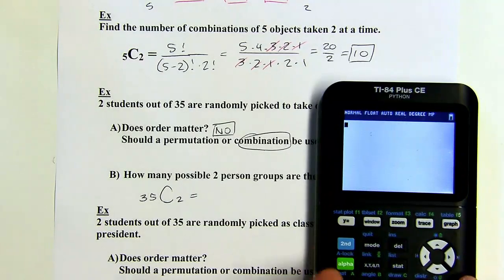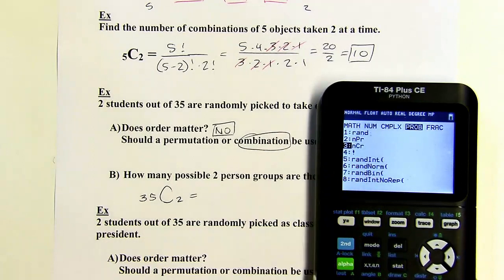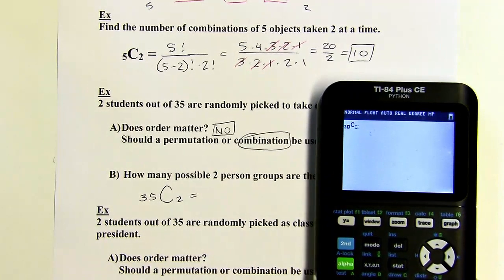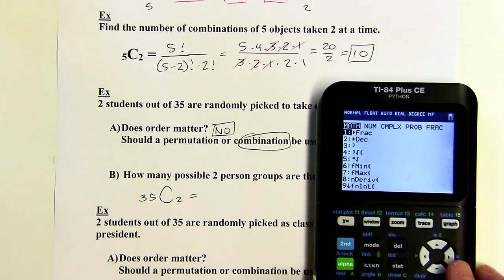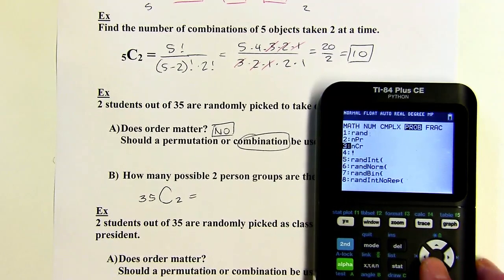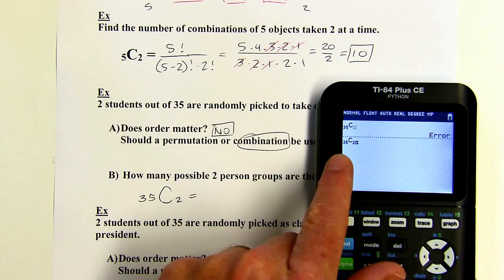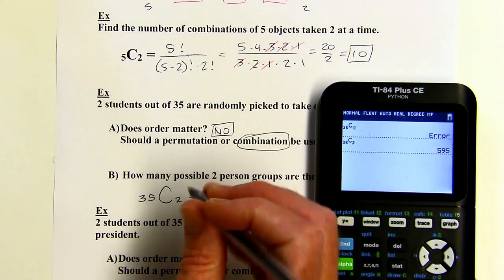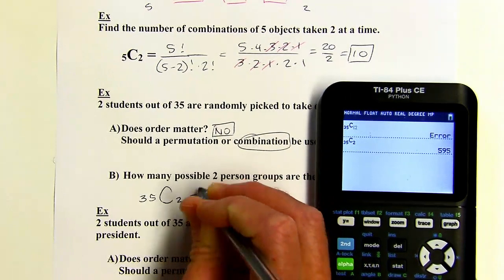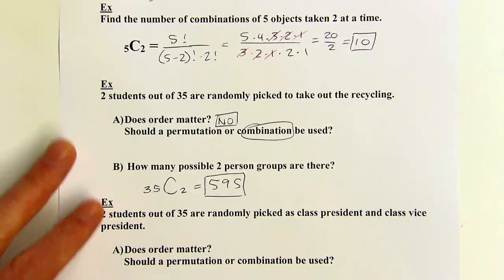So I'm hitting math, probability. I'll choose the combination, and I'm going to hit in 35. Oops. Let me go back there. I hit enter too soon. So I hit 35 and scroll over and put the 2 in. If you put 2 in the first slot and 35 in the second slot on accident, you'll get an error. But this gives me 595. Okay, so 595 groups.